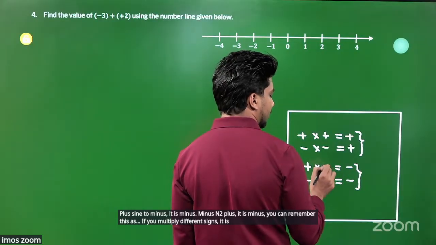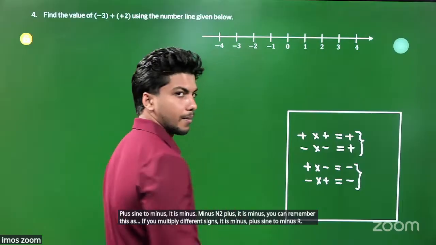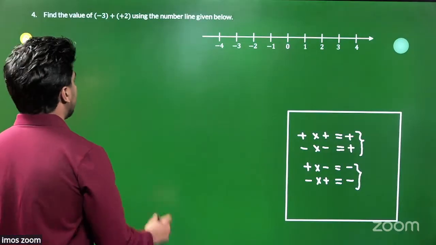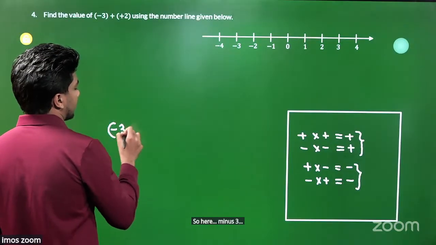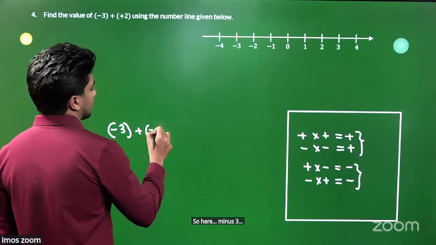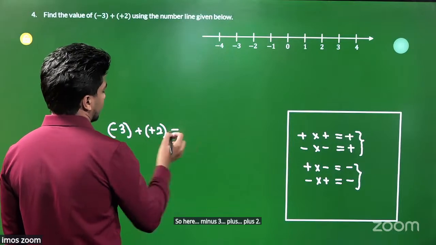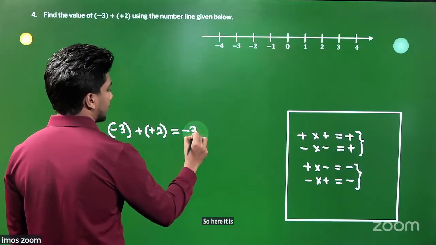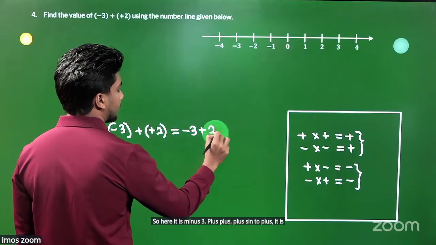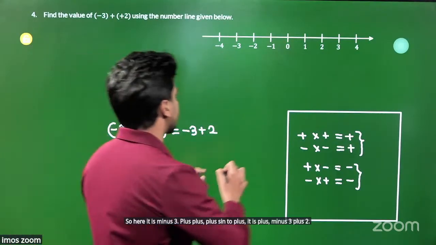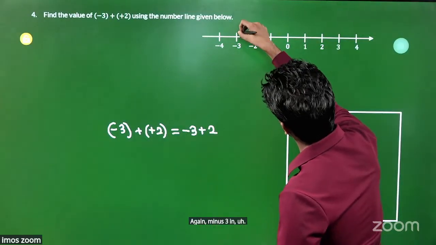You can remember this as: if you multiply different signs, it is minus. Plus into minus. So here, minus 3 plus 2. Here it is minus 3, plus into plus, it is plus. Minus 3 plus 2, again 1, 2.